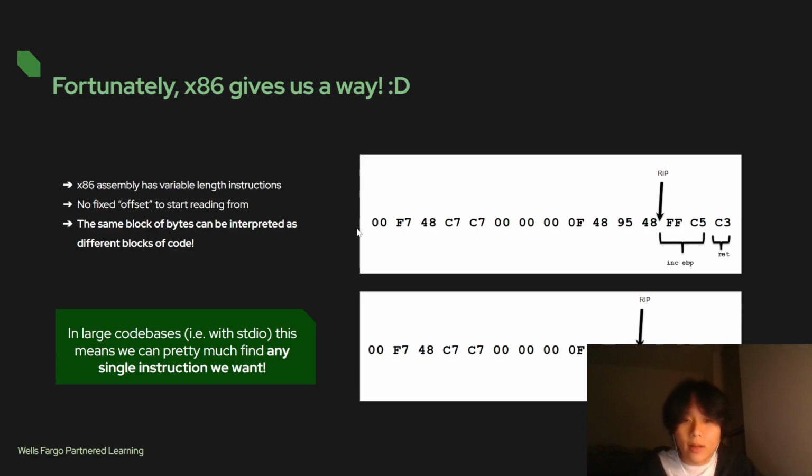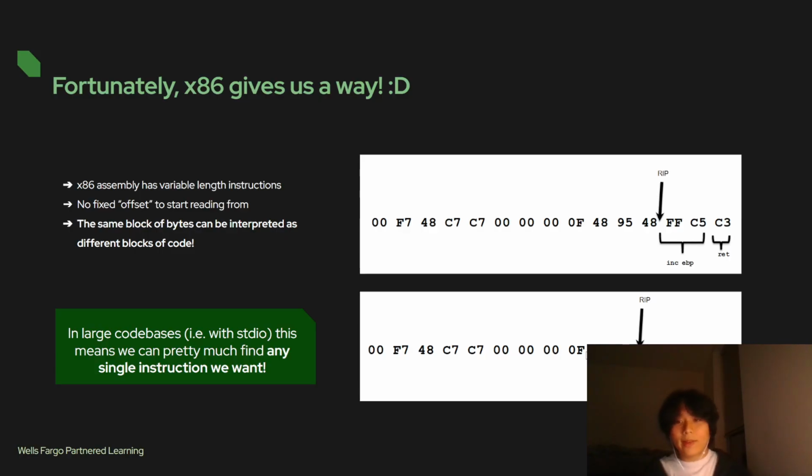So we can see in this top block right here, we have this arbitrary block of bytes, and then the same block down here. And if we start reading here, it's increment EBP and then return. But then if we start reading here instead, it becomes increment RBP and then return. And if we keep extending our instruction pointer to start reading from here or here or here, what you'll see is that we'll get a bunch of different instructions all from this same binary.